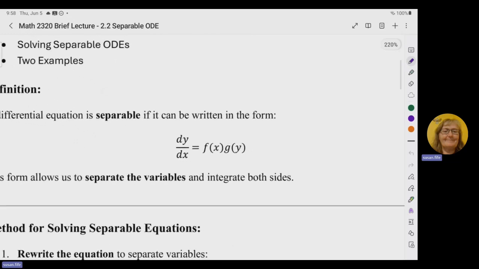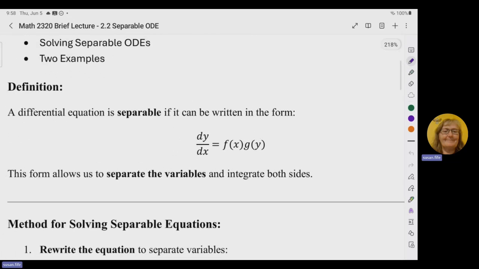So first, our definition: a differential equation is separable if it can be written in the form derivative of y with respect to x is equal to a function of x times a function of y. So if you solve for the derivative, get the derivative on one side of the equation by itself, and then on the other side of the equation, if you can separate those functions into a function of x times a function of y, then you have a separable ODE.